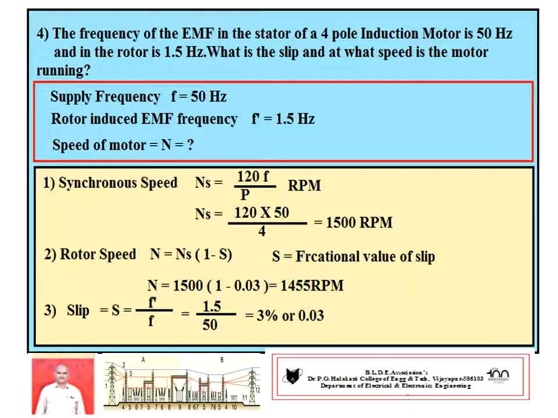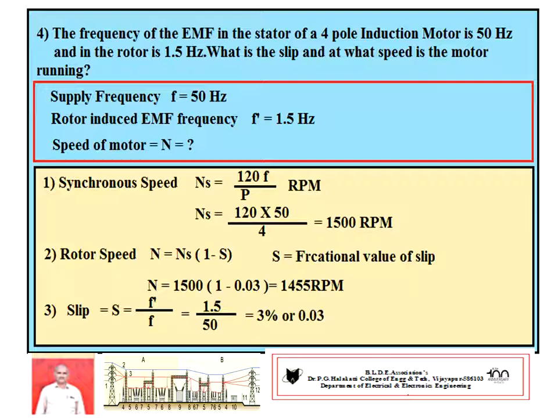Then what is the speed of the rotor? What is the speed of the motor? N equal to how much? Similarly, go step by step. Number of poles is given, supply frequency is available. Go for step number 1, synchronous speed, Ns equal to 120 F by P. Substitute F equal to 50, poles equal to 4, Ns equal to 1500 RPM.